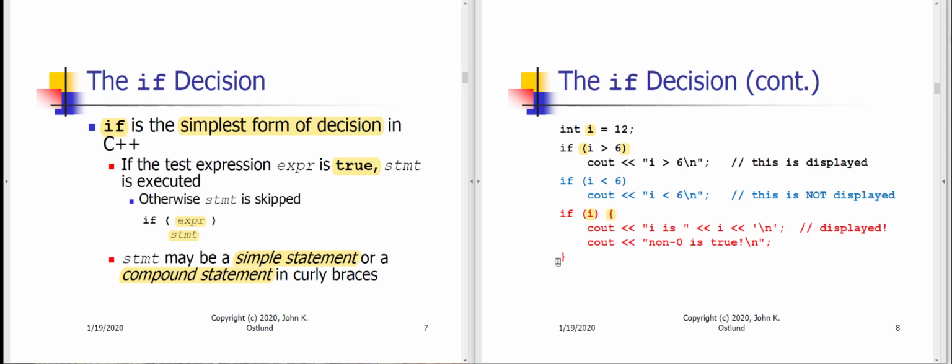perform this compound statement consisting of both of these two cout statements within this curly brace pair. We're going to display that I is 12, and we're going to display non-zero is true. And we have a new line character here, and we also have a new line as part of this double-quoted string down there. So that's the if decision.